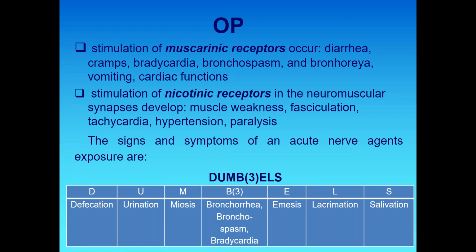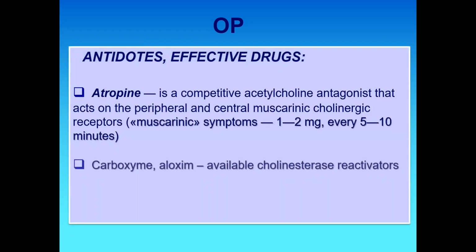Organophosphates, toxicological significance. Stimulation of muscarinic receptors occurs. Stimulation of nicotinic receptors in the neuromuscular synapses develops. Symptoms are defecation, urination, miosis, bronchorrhea, bronchospasm, bradycardia, emesis, lacrimation, salivation. Antidotes and effective drugs: atropine is a competitive acetylcholine antagonist; also carboxime, Elexon.